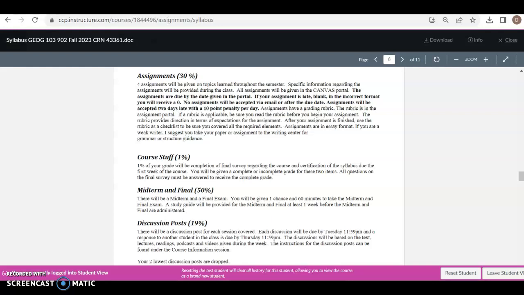1% of your grade is just that certification of syllabus that's due the first week. And then at the end of the course, I have a little course survey. I just like to hear about what topics maybe you want to learn, etc., how the course is set up. And I do take that feedback from semester to semester.